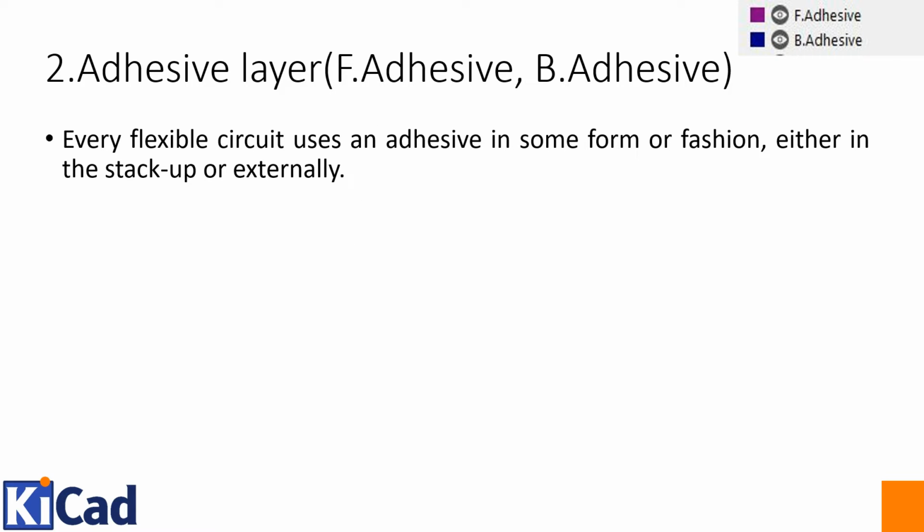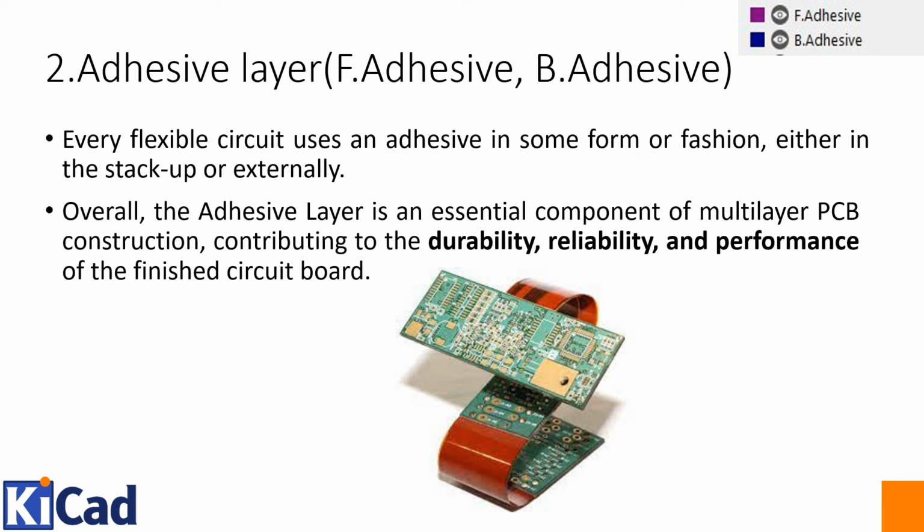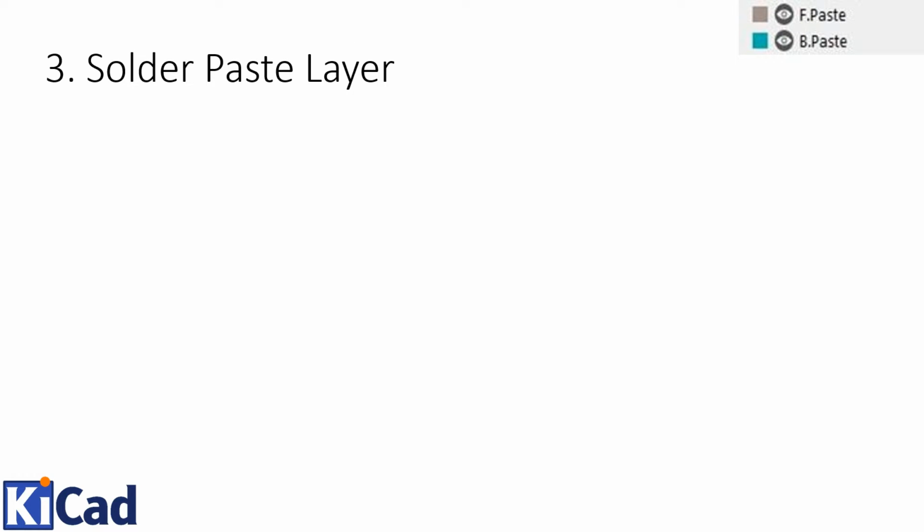Every flexible circuit uses an adhesive in some form or fashion, either in the stack up or externally, which means that adhesive layer can be used between the layers, and it can also be used externally, so that you can also fix the component on the PCB using some adhesive material and then solder the components on their pads. Overall, the adhesive layer is an essential component of multi-layer PCB construction, contributing to durability, reliability, and performance of the finished circuit board. Then the next layer we will discuss now is the solder paste layer.